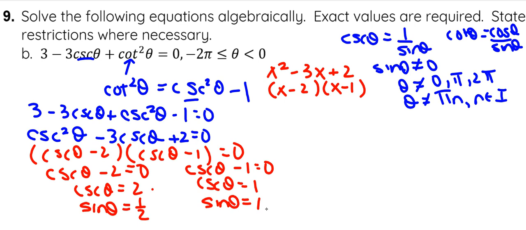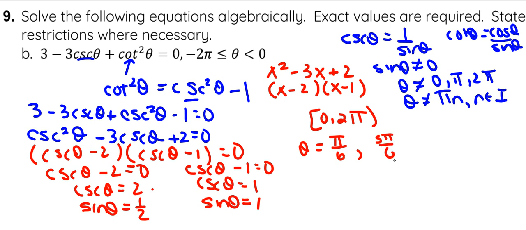So between 0 and 2 pi, let's come up with the answers. Sine is equal to a half at pi over 6. It's also equal to a half at 5 pi over 6. That's just looking at my unit circle. I know that sine is equal to 1 at pi over 2. So those are all of my angles from 0 to 2 pi.